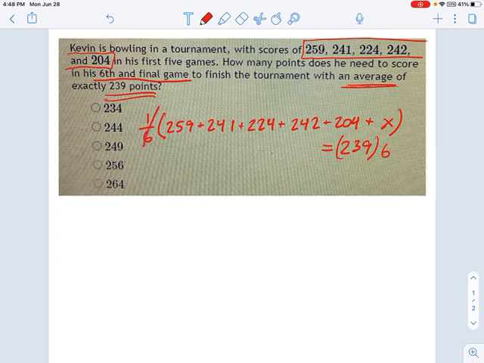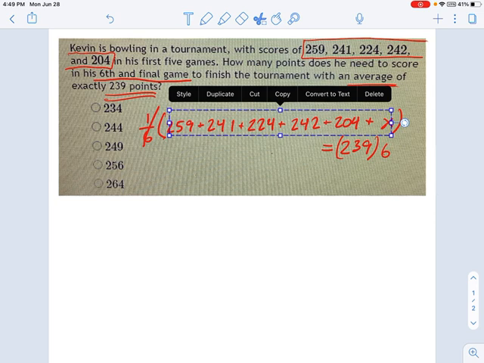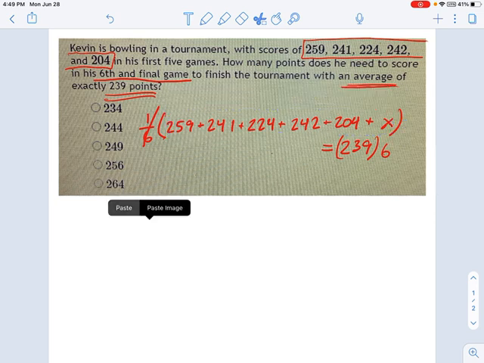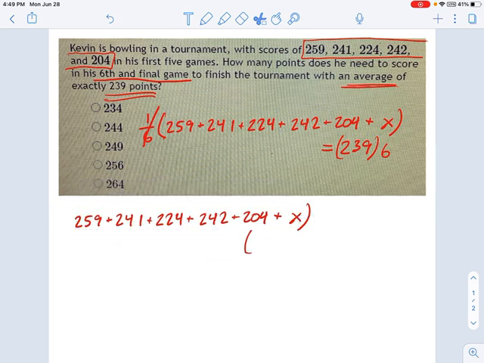So what you get is, I'm not going to write this all over again. Let's do a little copy-paste action here. Copy, paste, there we go. So I've got this big number here, or this set of numbers, and that equals 239 times 6, which is 1,434. It is calculator time.